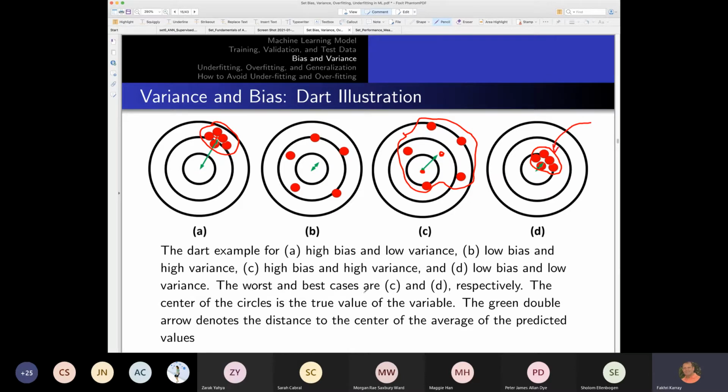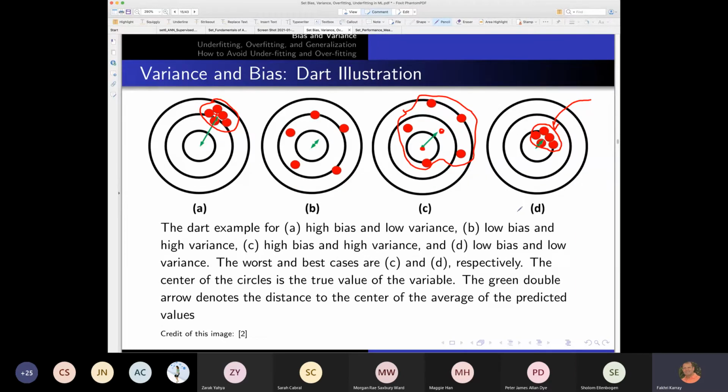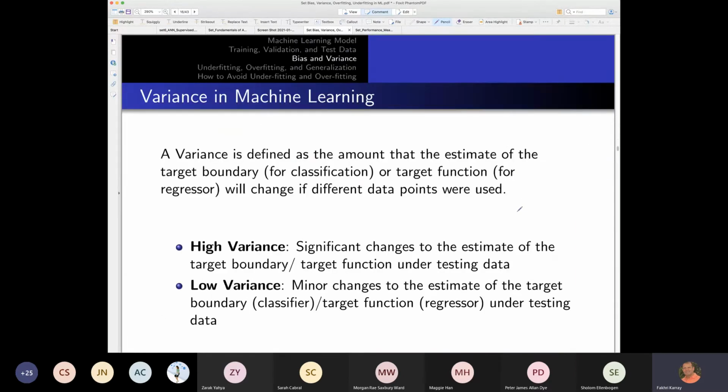Okay, so the worst and best cases: C is the worst one, which is high bias, high variance, and this is the best system here, where we have lowest bias and low variance. The center of the circle is the true value of the variable, and the green double arrow denotes the distance to the center of the average of the predicted value. So that's what this dart illustration is. Most of the models that we would like to develop in the future have to have low bias and low variance. So this is what is known as the dart illustration.